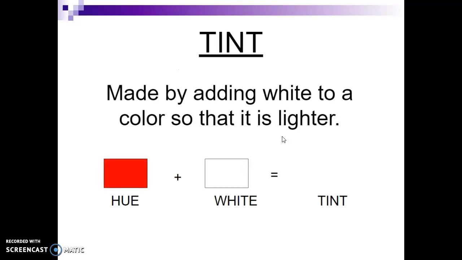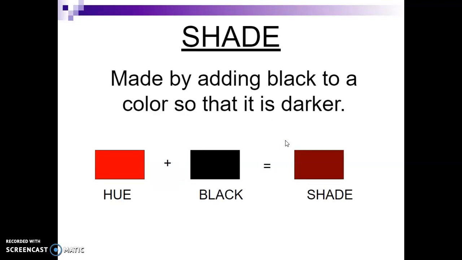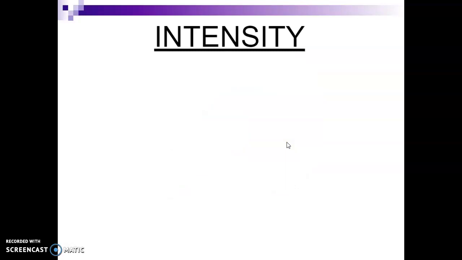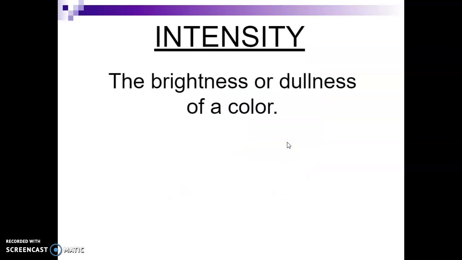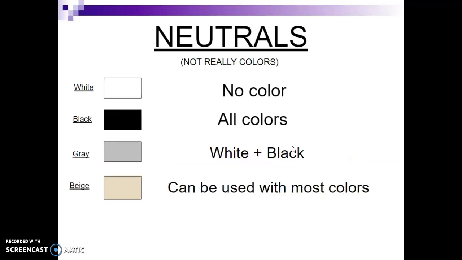By adding white, we get tint, which becomes pink. And shade, you have red, you add black, you get shades. You get a burgundy or a maroon. Intensity is how bright or dull a color is. And we did this on our intensity scale with the yellow and the violet. Fuchsia is high intensity, olive is low intensity, so how bright something is versus how dull something is. And then these are the neutrals: white, black, gray, and beige. So you can fill those in as well.